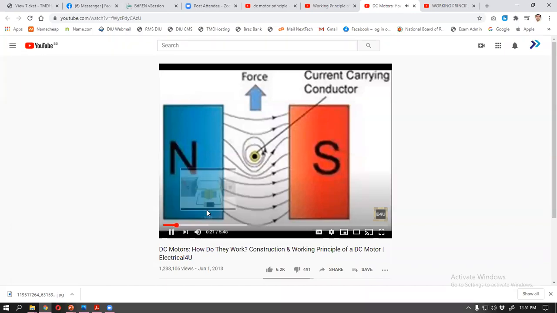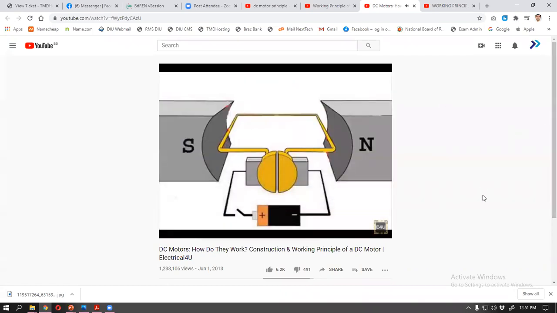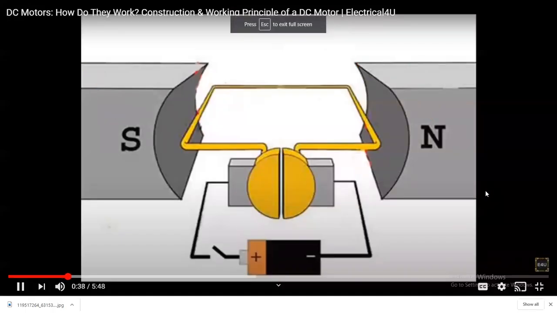A conductor experiences mechanical force towards a particular direction. Let's take a simple elementary model of a DC motor. In this model, one single turn of conductor is placed between two opposite poles, that is North Pole and South Pole, as shown here.